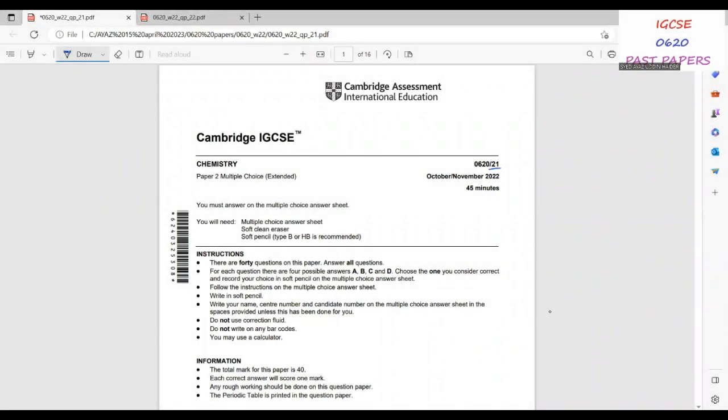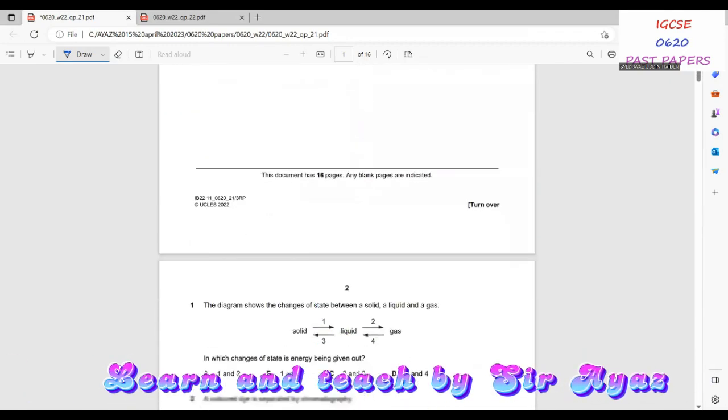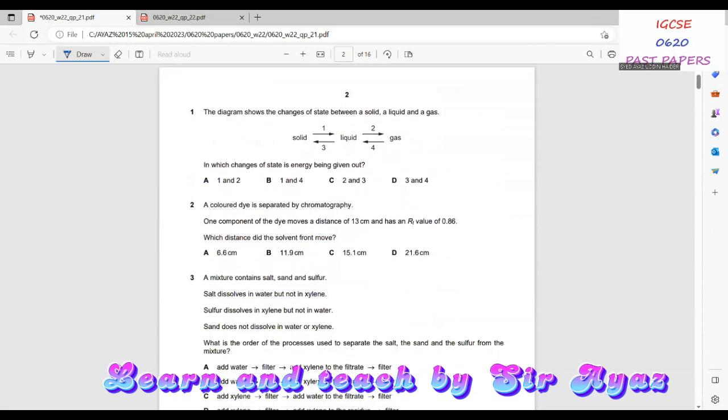I'm not going to waste my time reading the instructions, as you all know the instructions for this paper. This paper is a multiple choice extended version and there are 40 questions on this paper. You need to choose one best answer for each question. You are not allowed to use a correction fluid or write on any barcodes. You can use a calculator. The periodic table is provided and any rough working should be done on this paper. So let's continue with the paper.